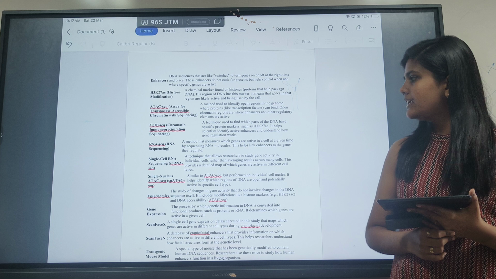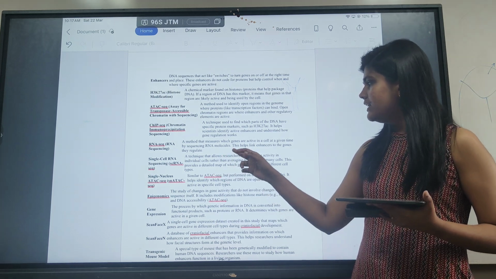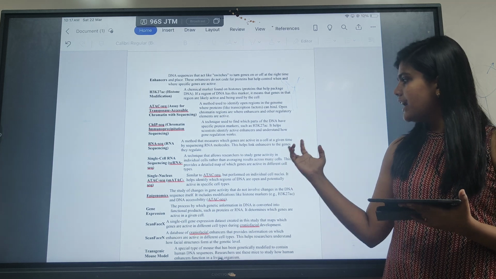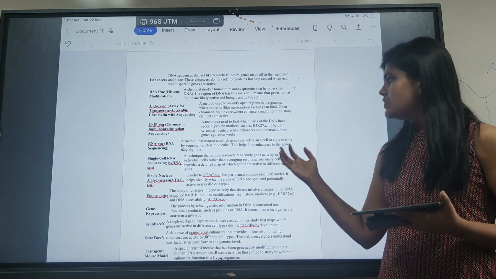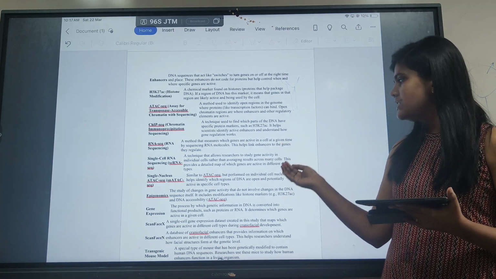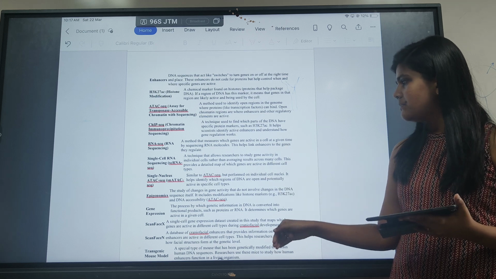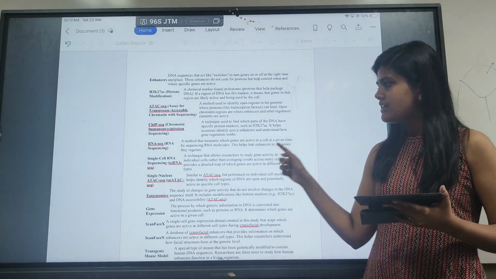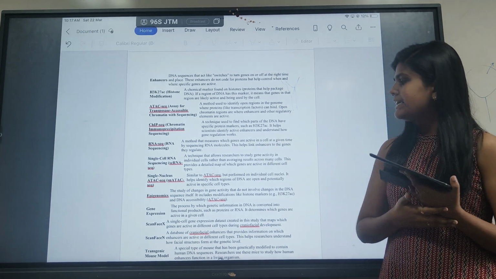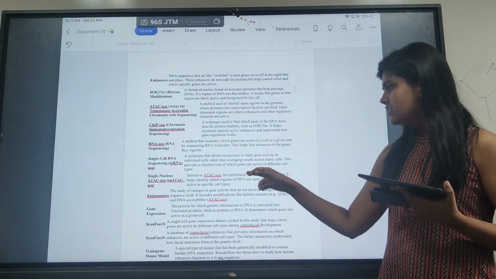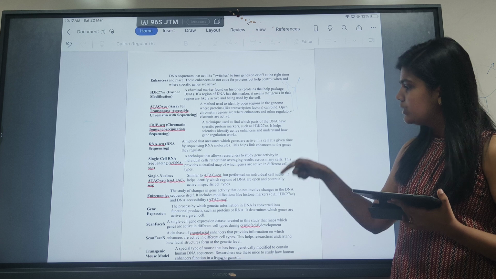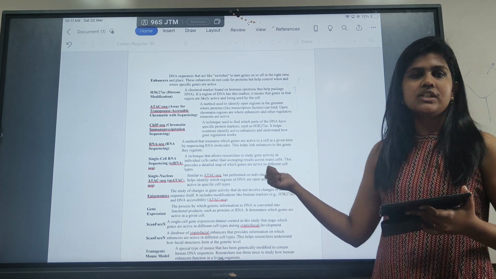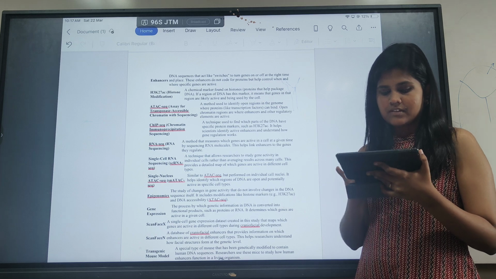Next is single cell RNA sequencing. This is a technique that allows researchers to study gene activity in individual cells rather than averaging results across many cells. It provides a detailed map of which genes are active in different cell types. There is also single nucleus ATAC sequencing, which is performed on individual cell nuclei. It helps identify which regions of DNA are open and potentially active in specific cell types.